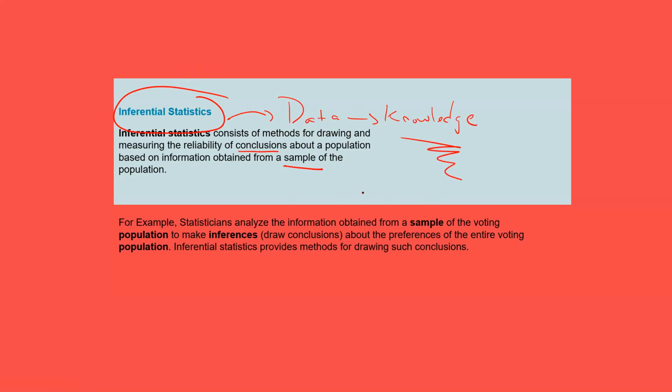What we're going to talk about is how statisticians analyze information obtained from a sample of the voting population to make inferences or draw conclusions about the preferences of an entire population. So this is going to be about how we use what's called a sample, and I'll define that in a little bit, to say something about an entire population. And this will be our last topic, and I think it's one of the more fun topics because you dig deep into data.